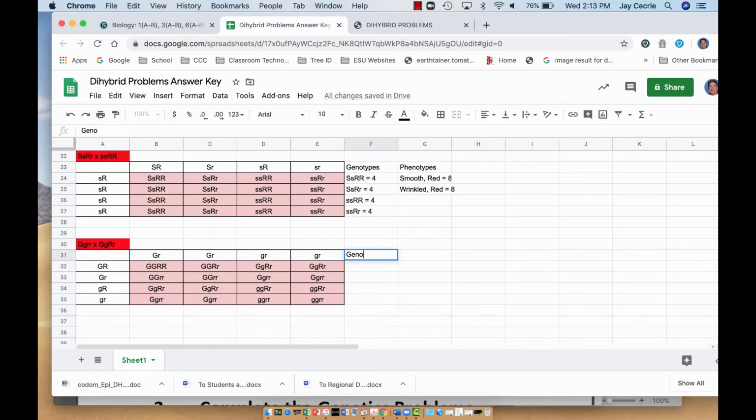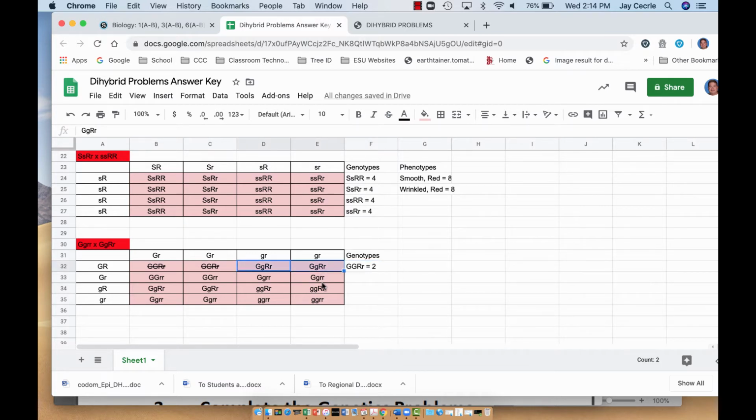Now for the genotypes. We might have to go through and do some crossing out to make sure we don't double count anything. So I'm going to start with this one right here, big G, big R, big R. Oh, I messed that one up. That should be big G, big R, little r. So I'm going to fix that. Okay, so there are 1, 2. I'm going to use the strike through feature to know that I've counted those already.